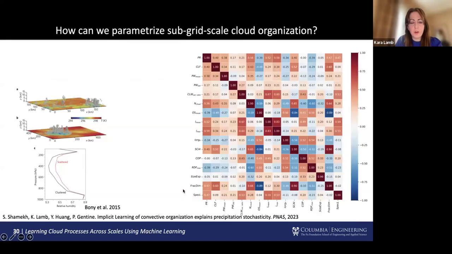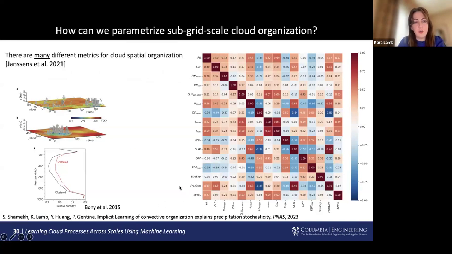So going back to our question about how we might parameterize cloud organization at the subgrid scale, I should just say by organization, I mean that we initially have sort of random convection, and then over time it becomes more clustered and more organized within the domain. And there's actually many different metrics that have been proposed for cloud spatial organization. And they were nicely compiled in this Janssens et al. GRL paper in a Python library.